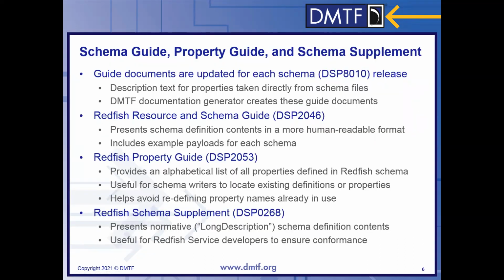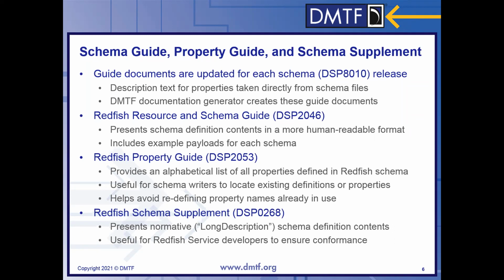So for folks that are maybe not as deep into the implementation side, in terms of reading schemas and coding a lot of this, the best way to read through and see all the information in these schemas is to use our guide documents. These documents are updated for every Redfish release, and they are generated from the schema files themselves using a document generator that's also available on GitHub. Every release, these documents are posted and they are available now.